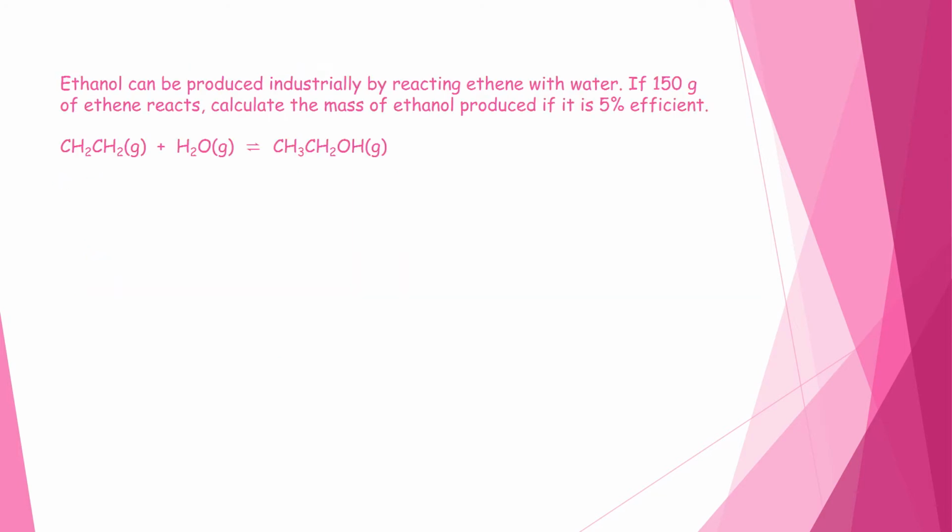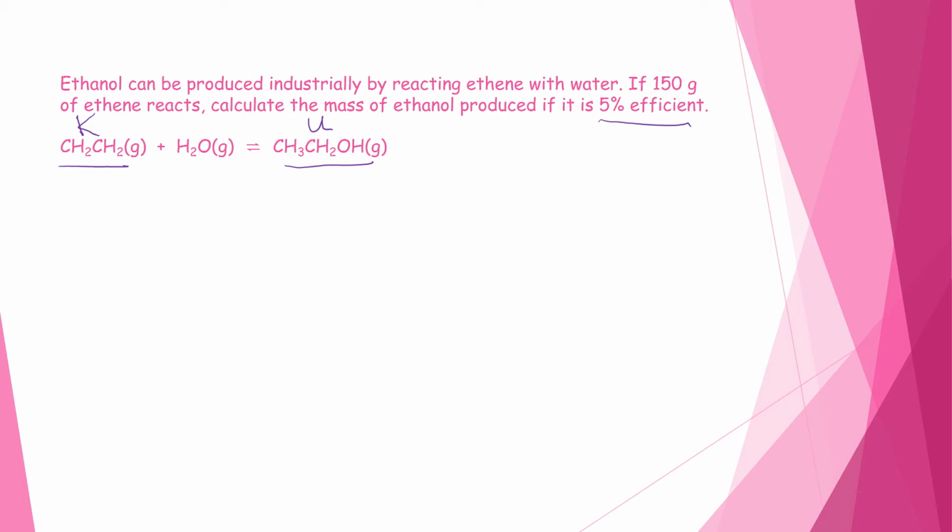So let's try an example. We've been told that ethanol can be produced industrially by reacting ethene with water. If 150 grams of ethene, now ethene, C2H4, is our known, and it's a reactant, reacts, calculate the mass of ethanol. Here's our ethanol, and that's our unknown, if it is 5% efficient. So the most important step, remember, is to identify if our known is our reactant or our product. In this case, it's a reactant. So we're going to apply the percentage yield at the end.